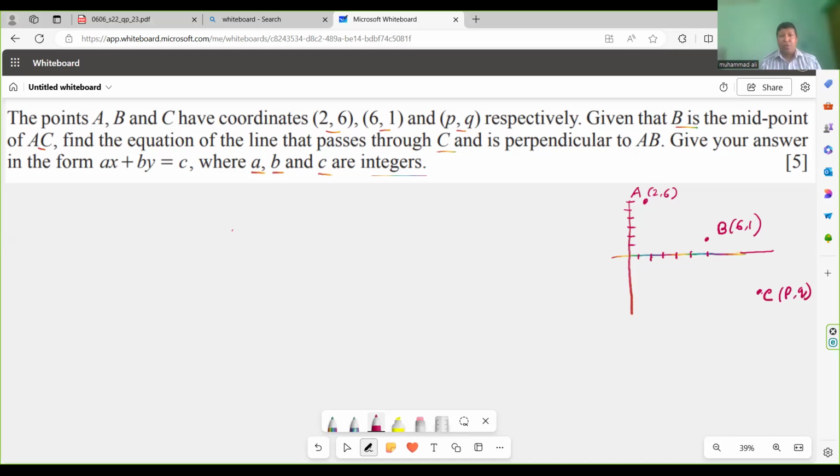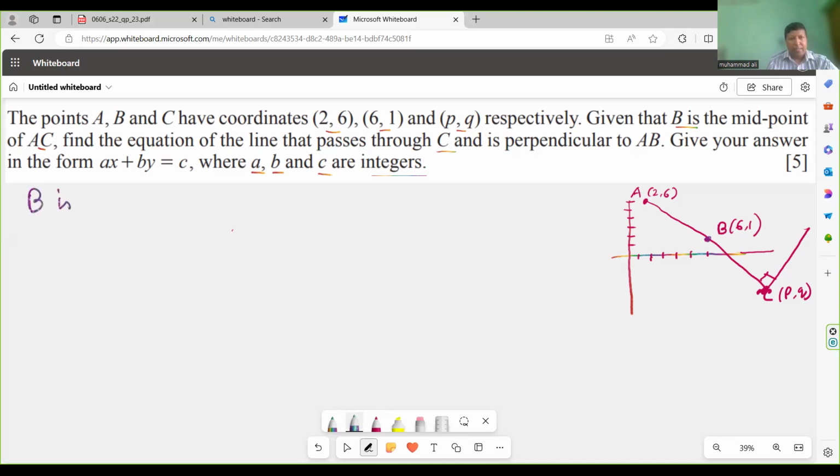And we have to find the equation of a straight line which passes through C and is perpendicular to AB. Perpendicular to AB means it's also perpendicular to AC. So how can you find it? At first, we want to find the coordinates of C. B is the midpoint of AC, so we can write the midpoint formula.